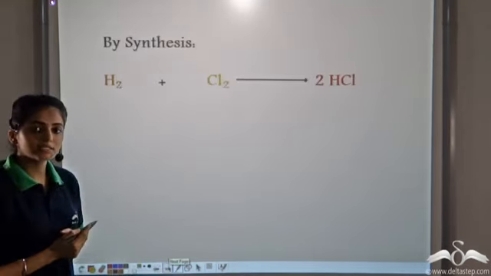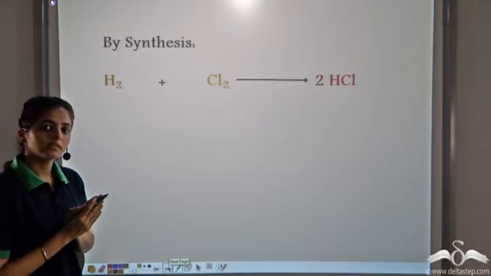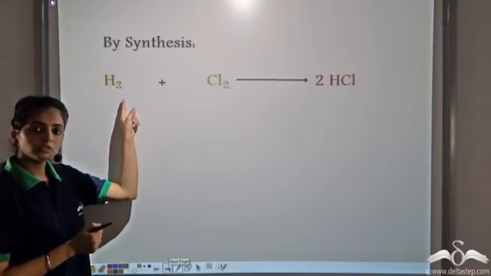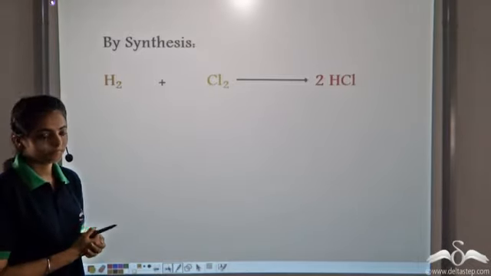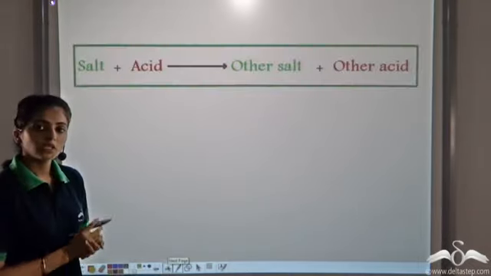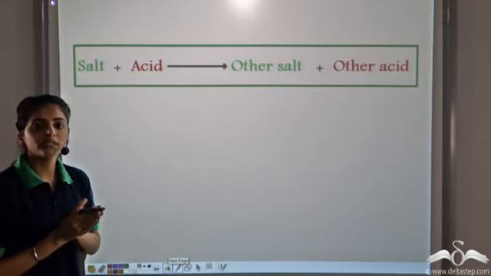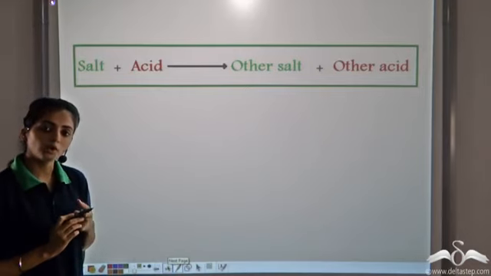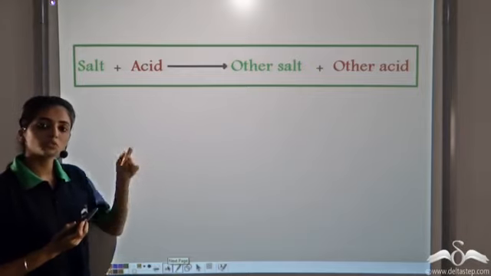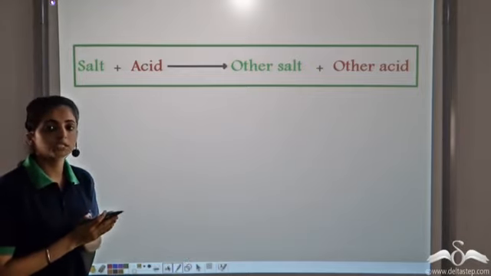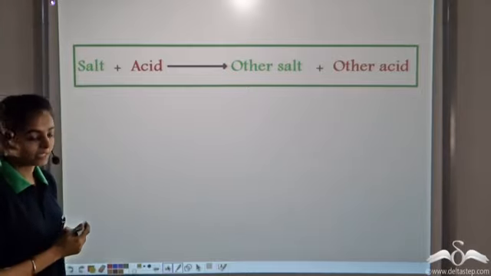We can prepare HCl by direct synthesis. That is, when hydrogen combines with chlorine, it gives hydrogen chloride. We know the reaction that when an acid reacts with a salt, it gives another acid and another salt. This is what specifically we use in the laboratory to prepare HCl.